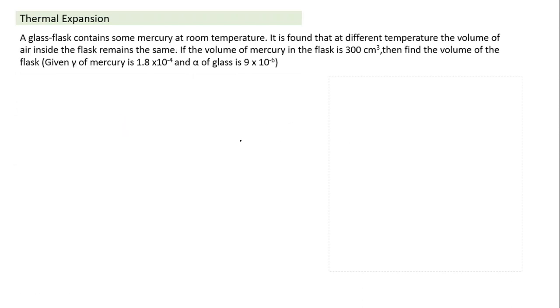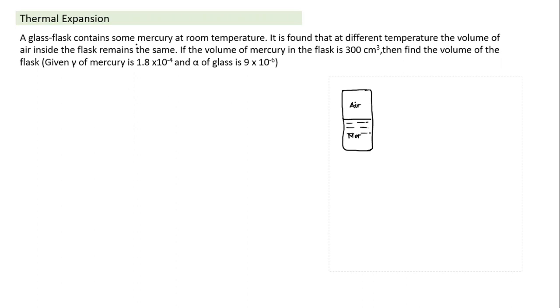Okay, some more questions on thermal expansion. This glass vessel contains mercury at room temperature, and this is very common. Whenever you fill a flask with coffee or tea and close it, it becomes airtight. In this case it's given as mercury. So there's some volume of mercury filled in the flask, and the volume of the flask is occupied by air volume and mercury volume.